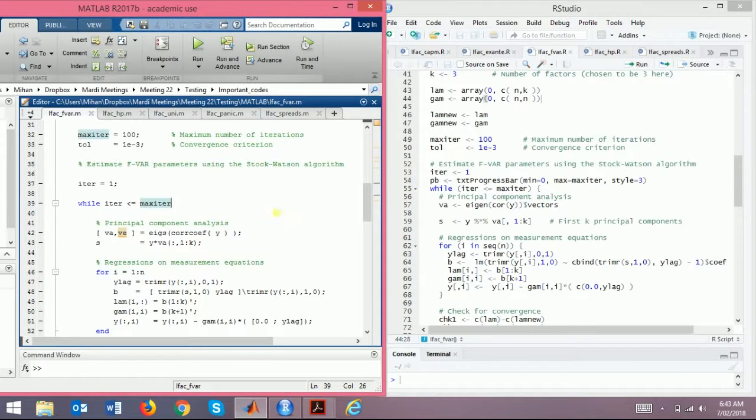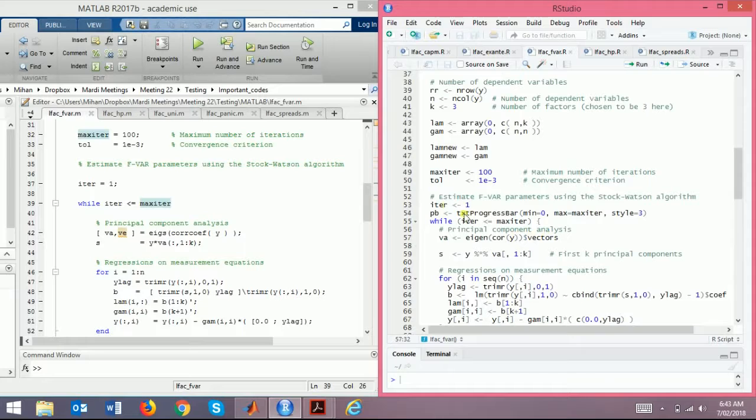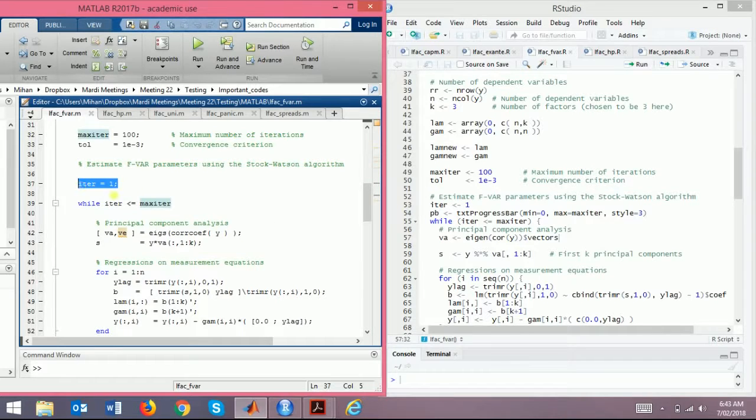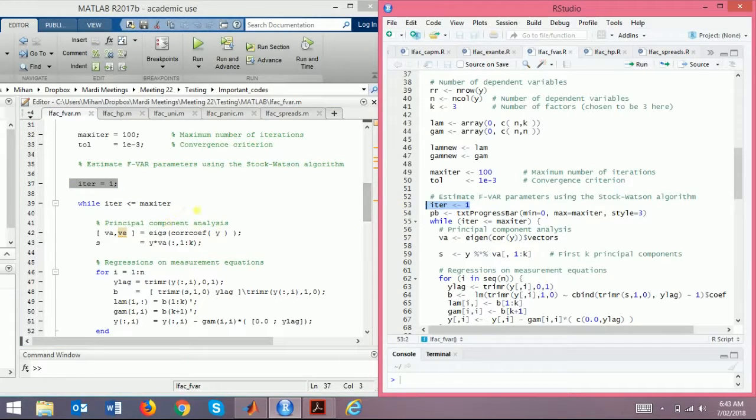So estimate the parameters using the Stock-Watson algorithm. First we'll initiate our commands, where iterate is 1, and we'll give the termination later. So start with 1, the first one. Then a while loop with a progress bar: minimum 0, max is the maximum number of iterations, style 3 gives you a progress bar. Okay, fine.